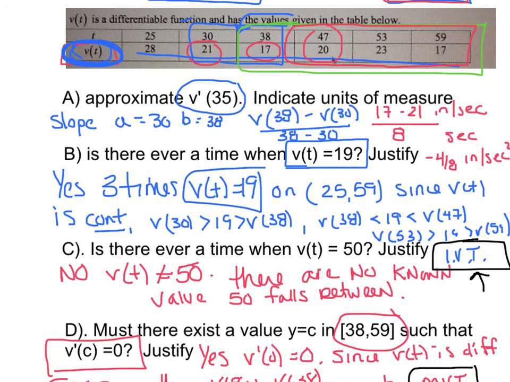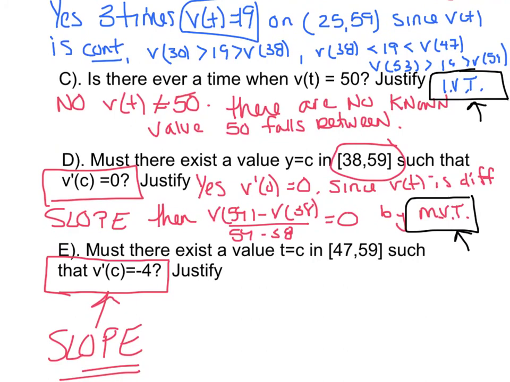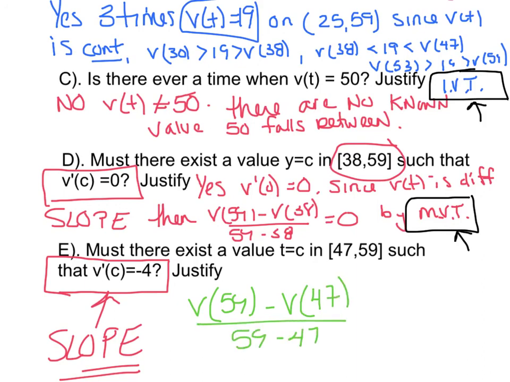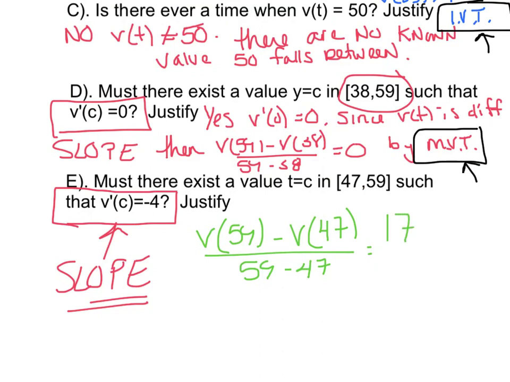Well, I'm going to zone in right at 47, 20, and 59, 17, and try my slope formula. So let's say v of 59 minus v of 47 all over 59 minus 47. So that gives me 17 minus 20 all over 12. So that's a negative 3 over 12, or a negative 1/4. So the answer is simply no. There is never a time that exists such that this will happen.